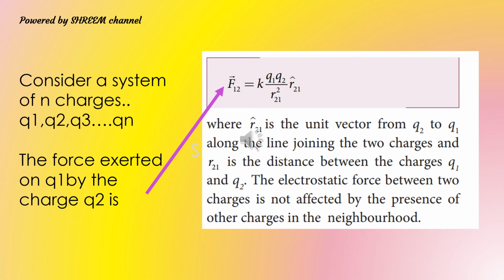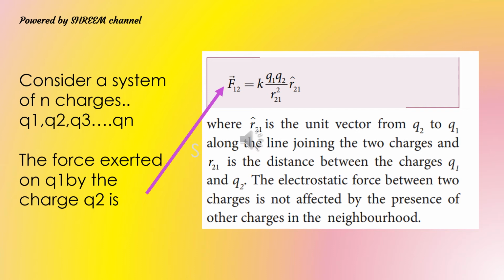Now consider a system of n charges: q1, q2, q3 and so on up to qn. How will you write the expression for the force exerted on the charge q1 by the charge q2? You can see a pink arrow that highlights the expression. What is given? Vector F12. What does this vector F12 denote? It denotes the force exerted on the charge q1 by the charge q2. So that is equal to k q1 q2 by r21 squared times r cap 21. Okay, this is the expression.